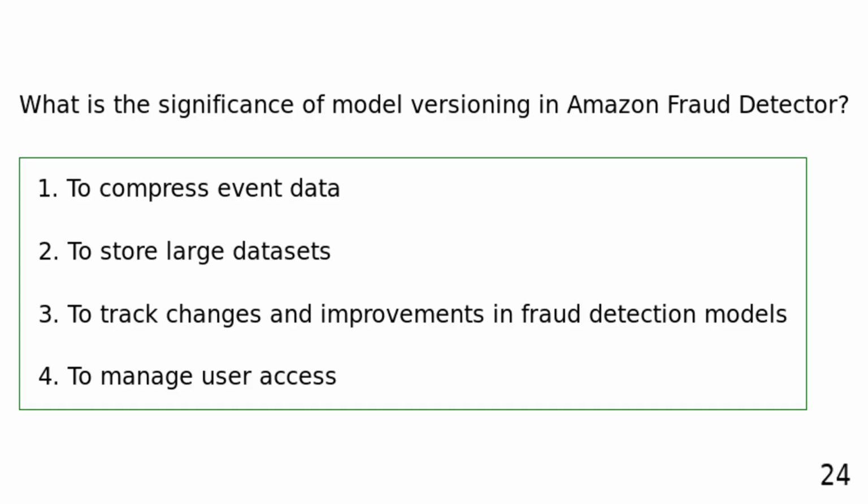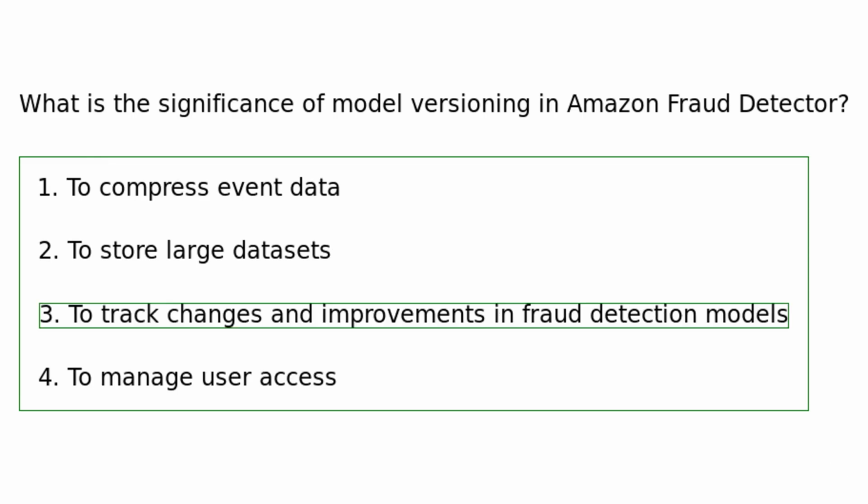What is the significance of model versioning in Amazon Fraud Detector? To compress event data. To store large datasets. To track changes and improvements in fraud detection models. To manage user access. Model versioning in Amazon Fraud Detector is important for tracking changes and improvements in fraud detection models over time.